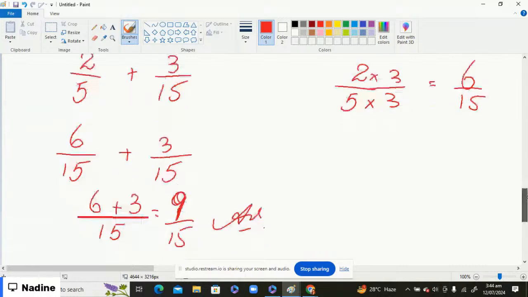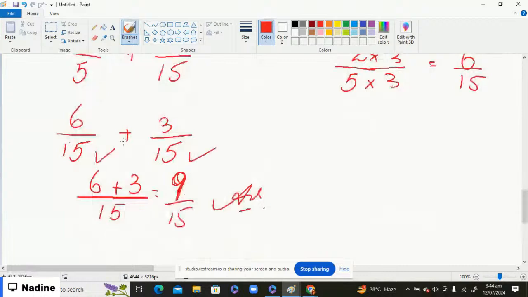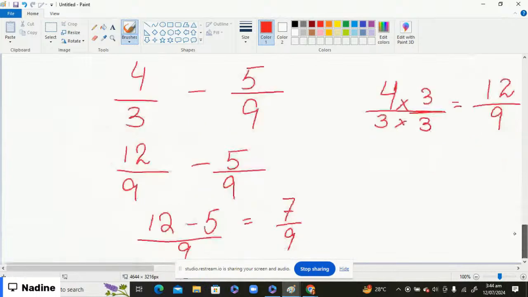Okay, now just putting the values, and when we see that the denominators are the same, we put only one denominator. Then for the numerator we put 6 plus 3, that is 9, just adding the numerators. So 9 by 15 is your answer. Okay, hope you guys understand these lessons.